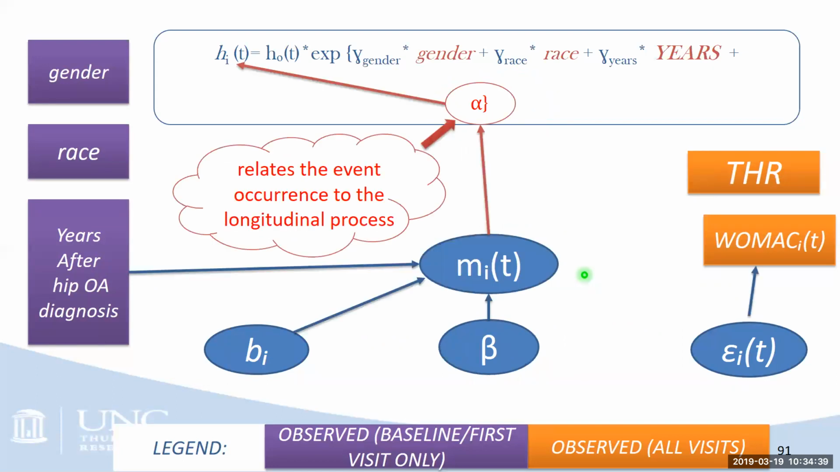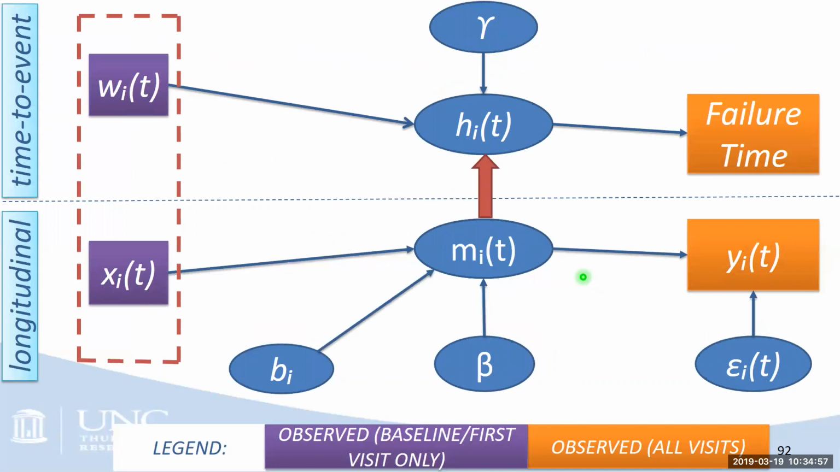So now we know how to interpret all notations except alpha. What is actually alpha? This parameter captures the association between longitudinal trajectory and time to event. Alpha relates the event occurrence to the longitudinal process. Now we have a more general picture, and the whole idea behind joint model is to couple the survival model with the right model for the repeated measurements of time-dependent covariate.